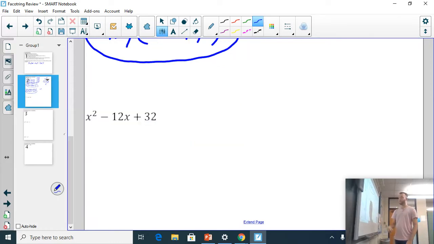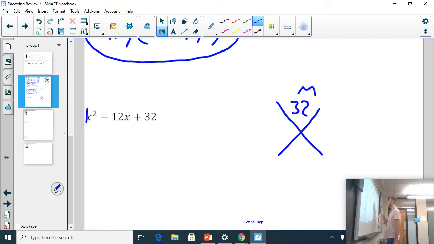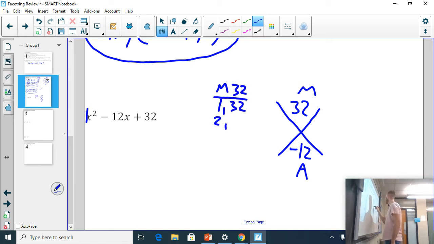And now this one's just a standard one. Since we have an invisible 1 in front of that x squared, what multiplies to 32 and adds to negative 12? And again, if you have trouble, you can just start writing them out. We have 1 and 32. We have 2 and 16. 3 doesn't go. 4 and 8.